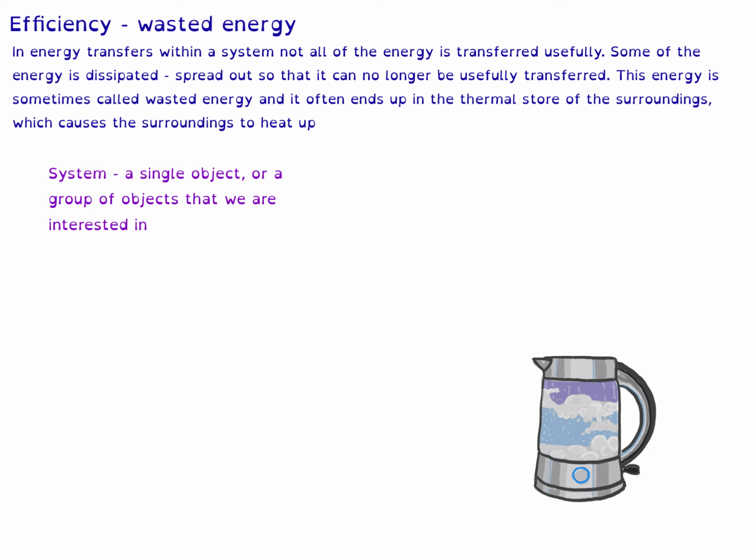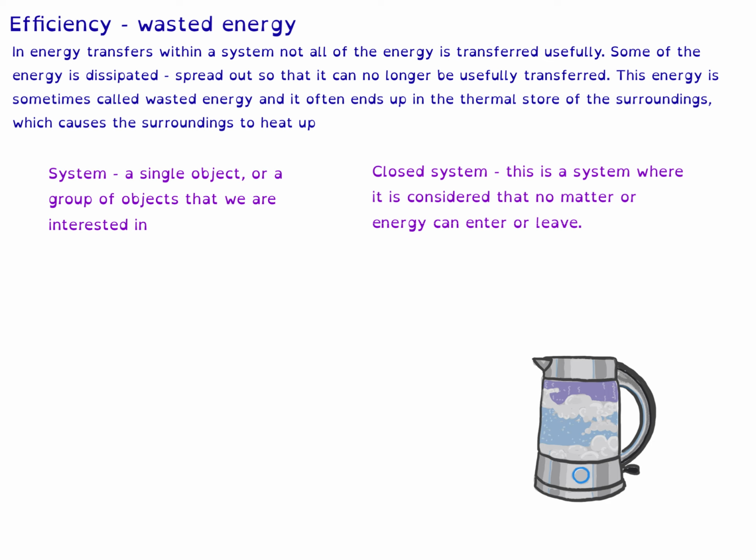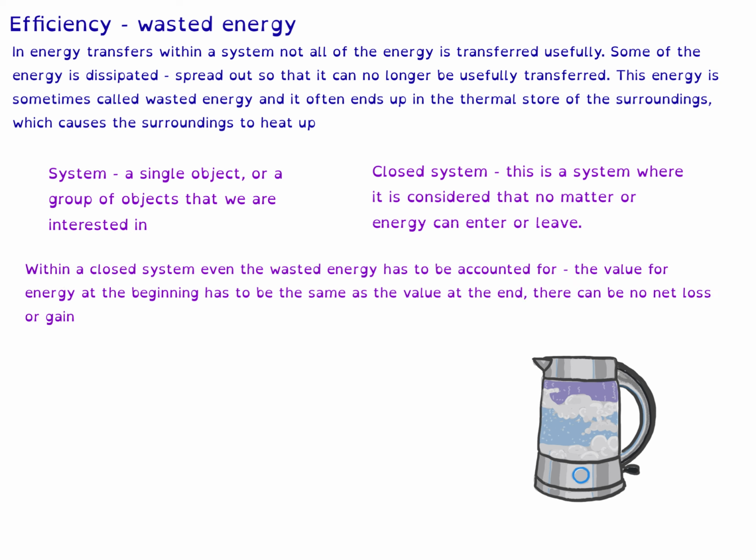A system is a single object or group of objects that we might be interested in, and a closed system is where the system is considered such that no matter or energy can enter or leave. Within a closed system, even the wasted energy has to be accounted for. The value for the energy at the beginning has to be the same as the value at the end. There can be no net loss or gain.